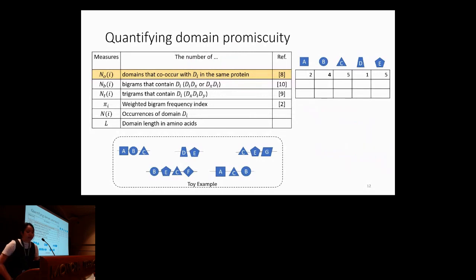Many different promiscuity measures have been proposed earlier. Here we focused on the number of different domains that co-occur with this domain. In this toy example, different shapes represent different domains. For example, domain B in the circle co-occurs with 4 different domains, the A, C, E, and F domains. We also have the number of bigrams, or pairs, that contain the domain, which represents a more localized context. In the same example, domain B forms 3 different pairs: AB, BC, and BE. Another measure we have is the number of trigrams, or triplets, that contain the domain. And here, domain B only appears in the middle of 1 triplet.